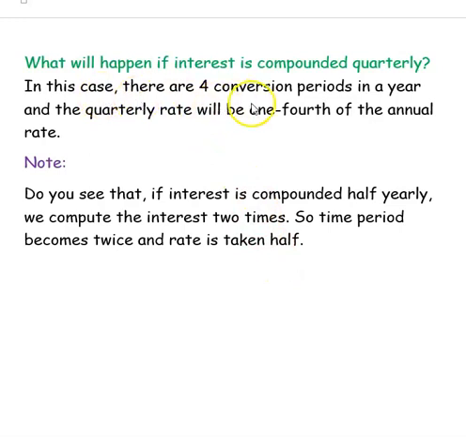Okay, in this case, there are 4 conversion periods in a year. Quarterly means 4. And the quarterly rate will be 1/4 of the annual rate. So the rate you are taking is 1/2 in case of half yearly and 1/4 in case of quarterly. Do you see that if interest is compounded half yearly, we compute the interest 2 times? So in the time period we count twice and the rate is taken half.